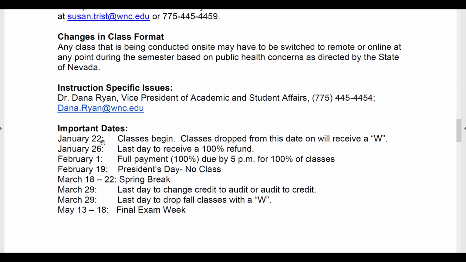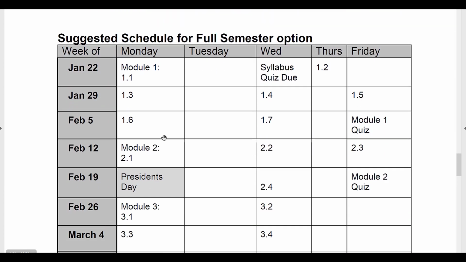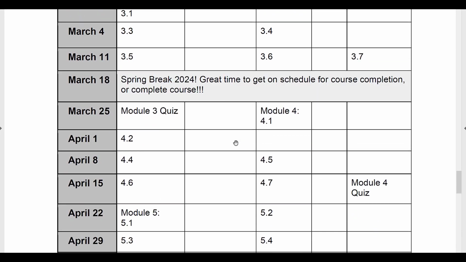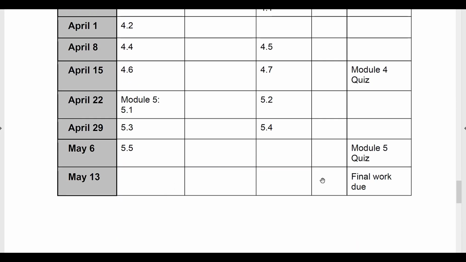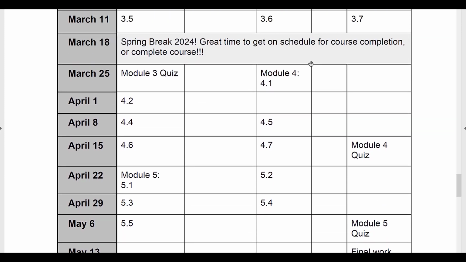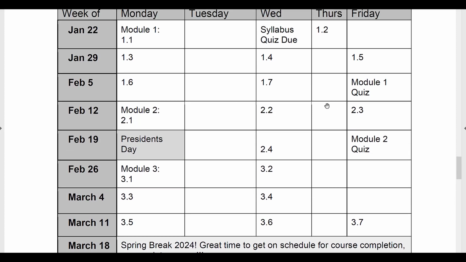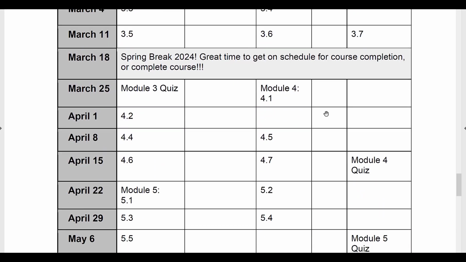Important dates. Here are the important dates for the class. And here's the suggested schedule. When I set dates in Canvas, they are not hard dates. You can turn things in as late as that last day, in May. But I suggest you follow a pace like this to get through the class. This is a whole semester pace. You can shorten it to 5 weeks. You can't go beyond the 15 or 16 weeks because the 16th week is finals week.